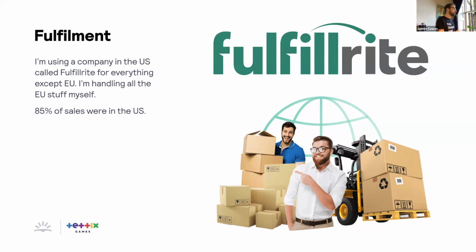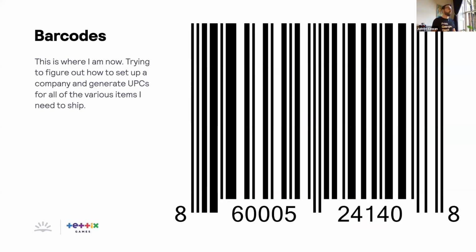They charge you per item they put in the box, which is called pick and pack. So yeah, 85% of the sales were in the US. This is where I am right now. I had to figure out how to make barcodes. You have to register a business and generate barcodes. This is my actual barcode, which is really cool. Even if it's not being sold in shops, the fulfillment center needs a barcode to scan to ensure they are shipping the correct thing to the correct people.